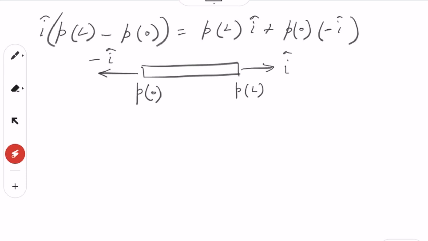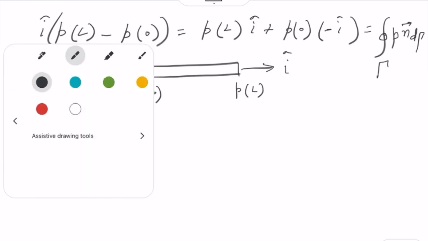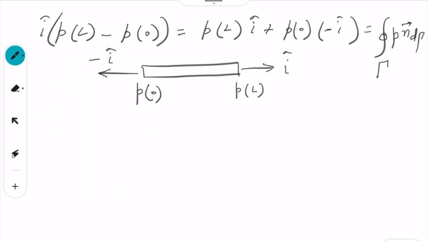Or simply what you got is, in one dimension you can write this as P and N. So you know at this point N is equal to I, at this point N is equal to minus I. Yeah.